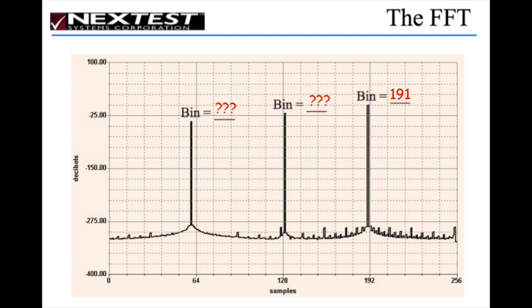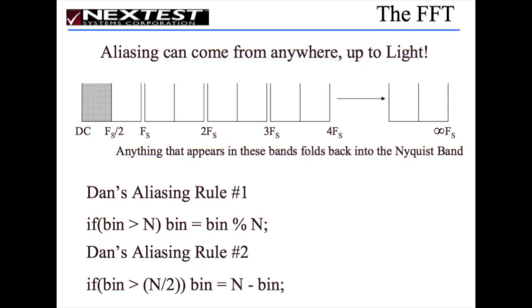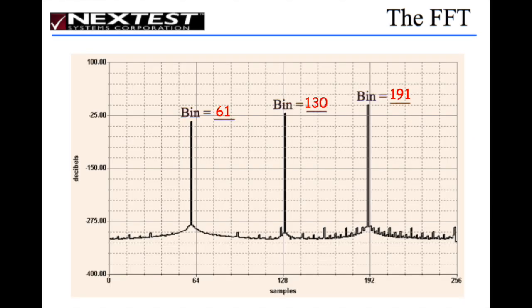So that's bin 191. 191 fits within 0 to 256. The second harmonic, that's not the second harmonic. 2 times 191 is not 130. But if you do Dan's aliasing rules number 1 and number 2, do the math, you'll find out that that's bin 130. And Dan's aliasing rules on the third harmonic, 3 times 191, it's well over 500. So we do rule 1 and rule 2, boom, that's bin 61. That's the alias of the third harmonic.